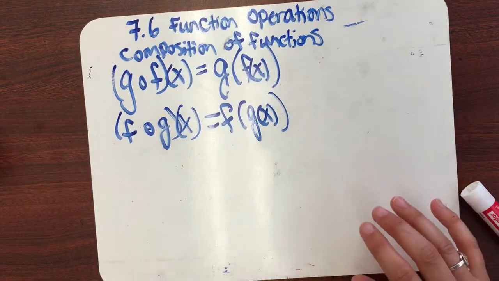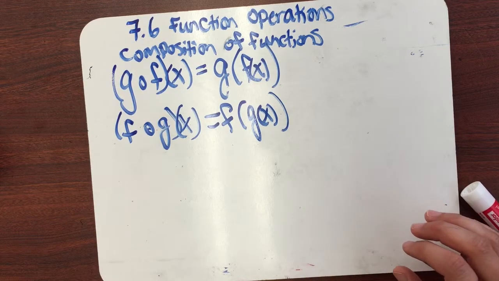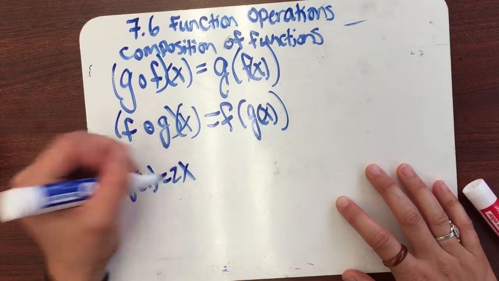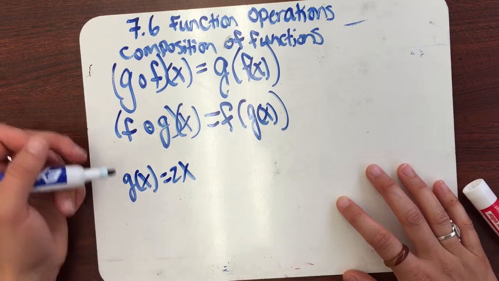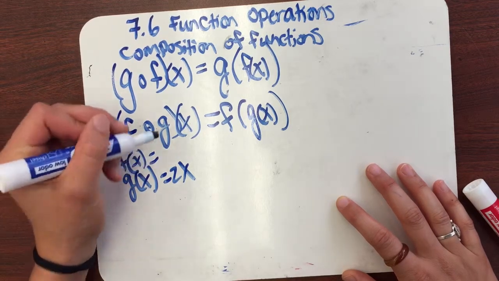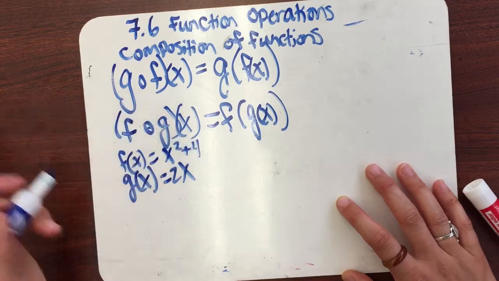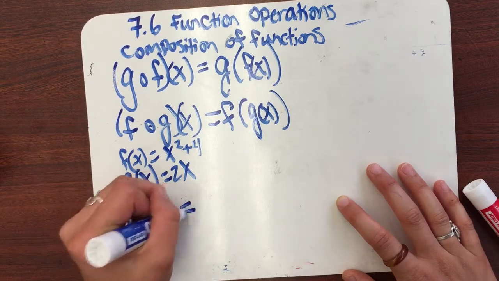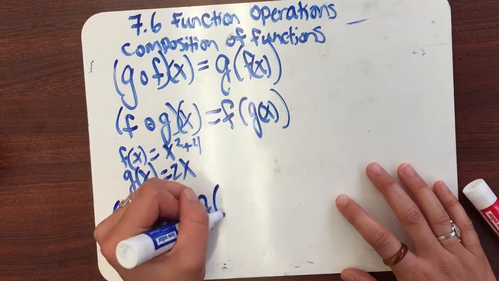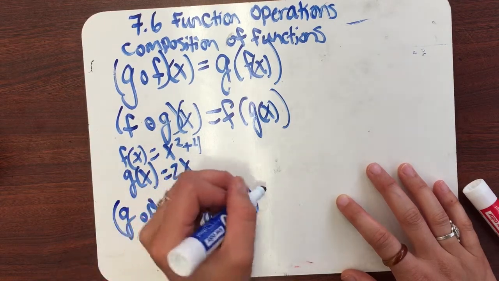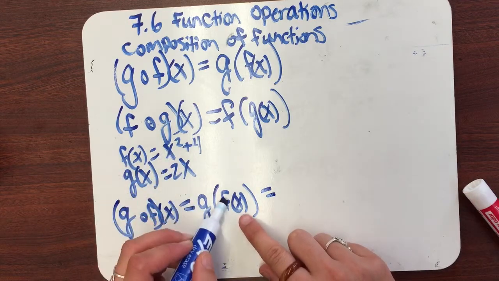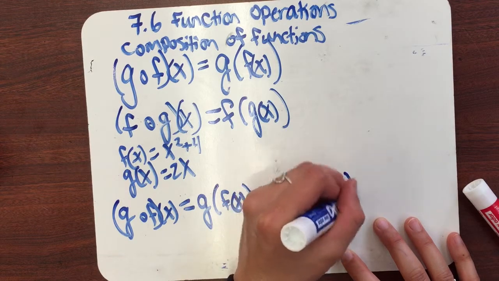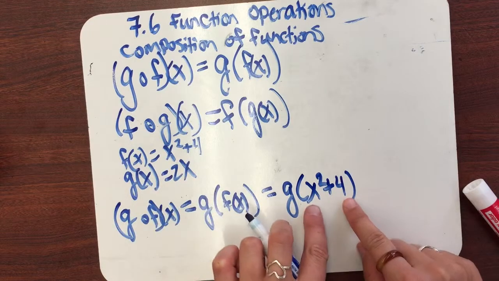Okay, so we can try one here where, for example, g of x is equal to 2x, and we could say f of x is equal to x squared plus 4. So let's first do g of f of x. We will first replace our f of x with what it's equal to, which is x squared plus 4. All I did was say f of x is equal to this, so I'm going to replace it.